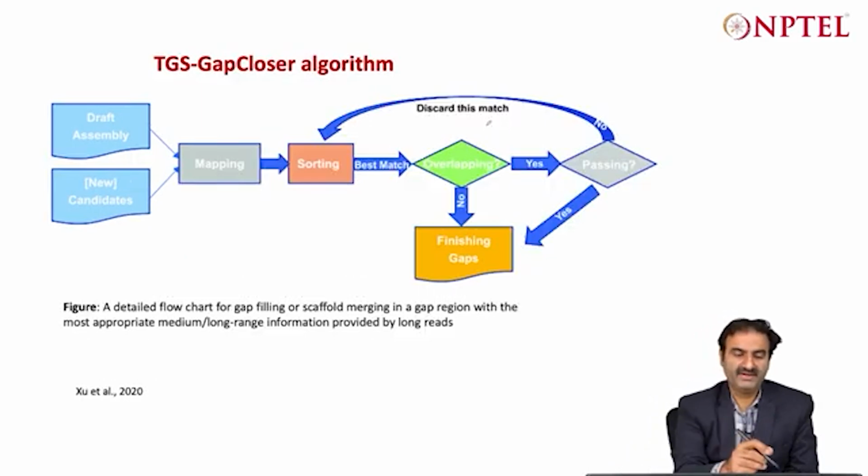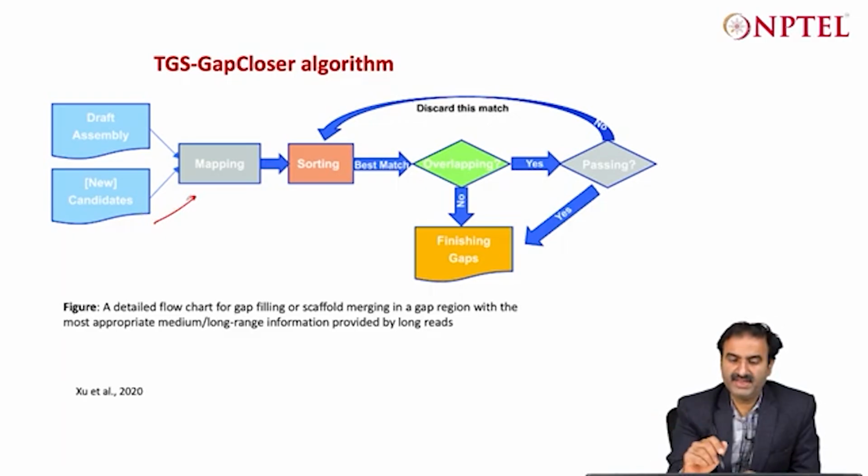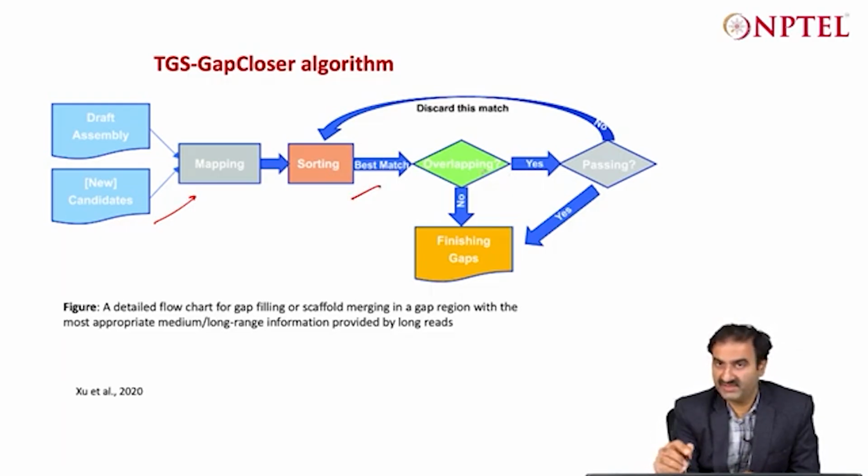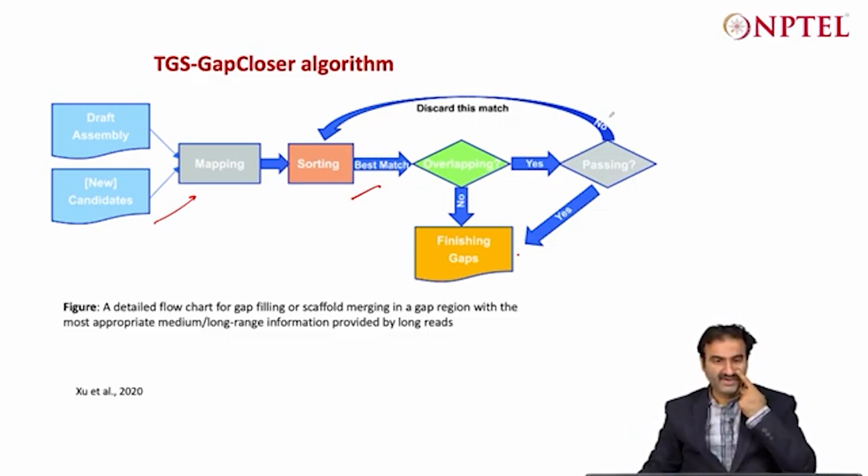Okay, and then the new candidates that we have got, we will again map on the genome. There could be multiple new candidates also. We will sort them according to the best match. So if they are overlapping and they are within the region of our interest, the gap, we will select those. Then we will see whether they are passing the filters of the threshold that we have kept. If yes, we will use that for finishing the gap. If they are not overlapping, we will be rejecting them, of course. And if they are not passing the filter, they will go back and maybe be used at some other place, and like that. Okay, so this is how the gaps are closed by the TGS gap closer.